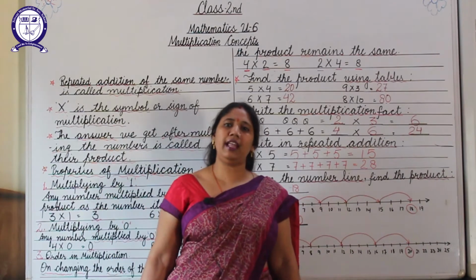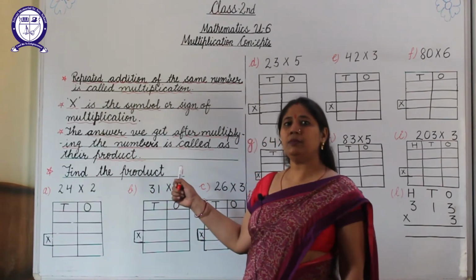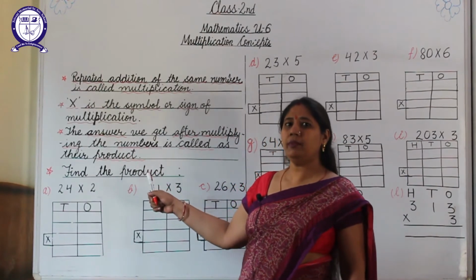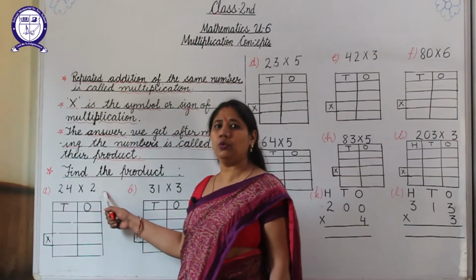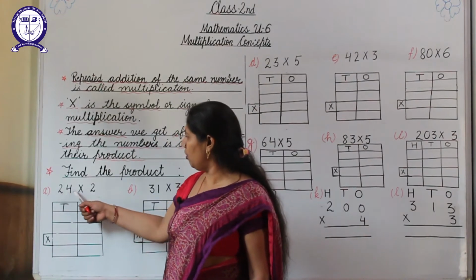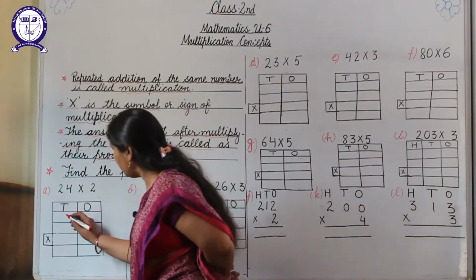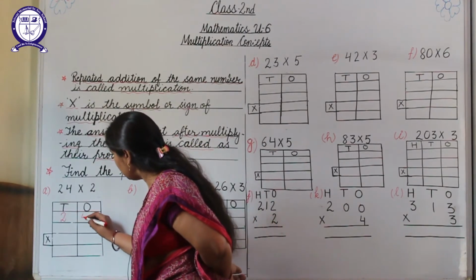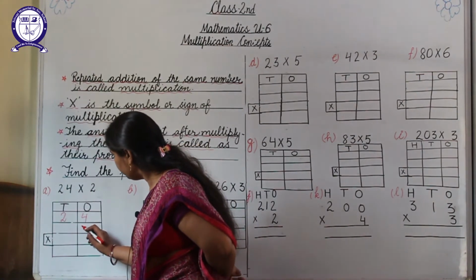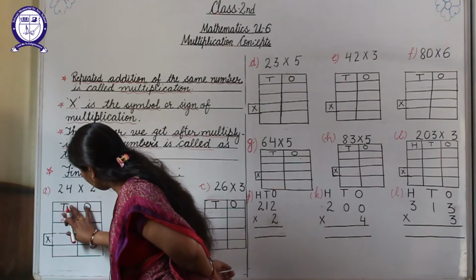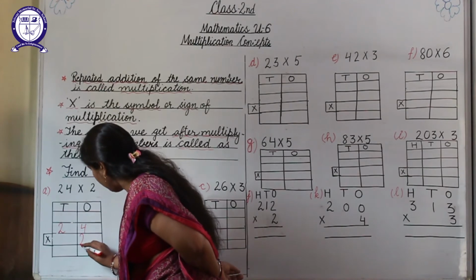Okay beta, let's do the next question. Let's find the product. Product means beta multiplication. Product means multiplication. We have given 24 multiply by 2. So firstly we have to arrange in column like this. 24, 2 tens, 4 ones. Multiply by 2.